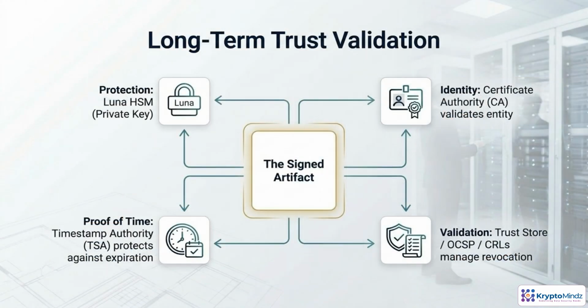Digital signatures only work if verifiers trust the entire path behind them. The HSM protects the private key, but the certificate authority ties that key to a real identity or service. Verification environments then check the certificate chain and consult OCSP or CRLs to ensure it hasn't been revoked. Timestamping adds proof of when the signature was created, so it can remain valid even after the certificate expires or is revoked.